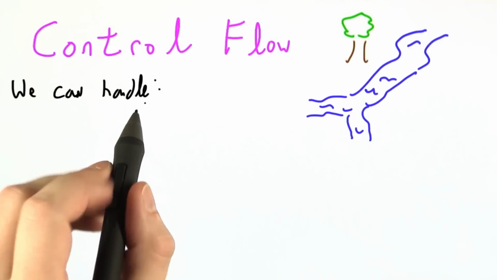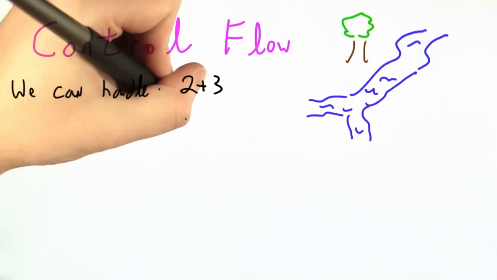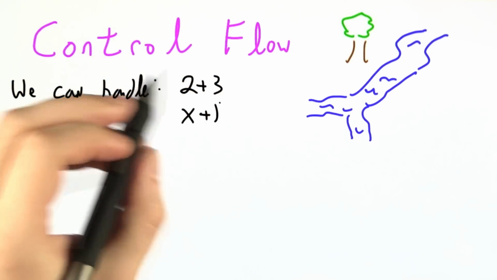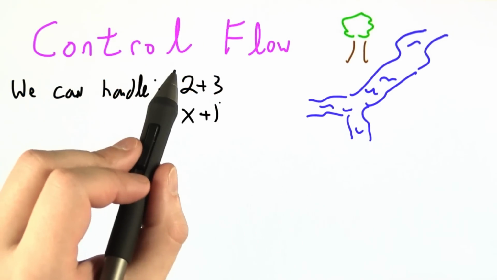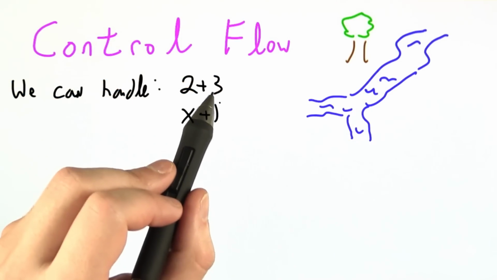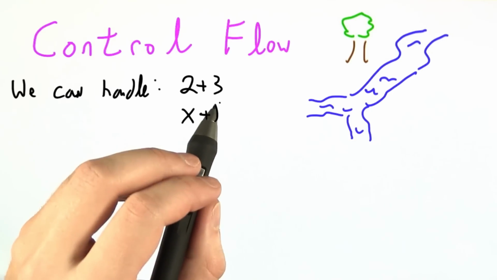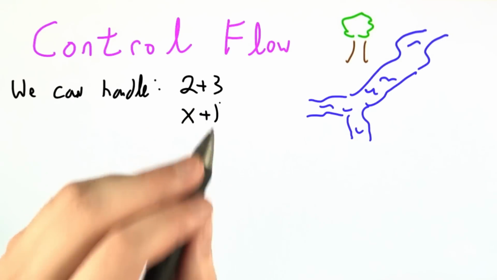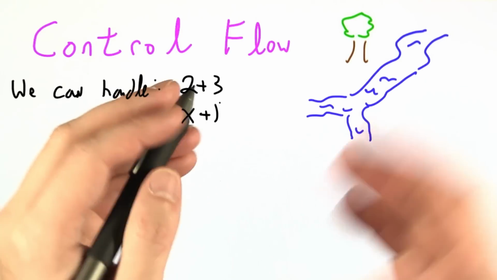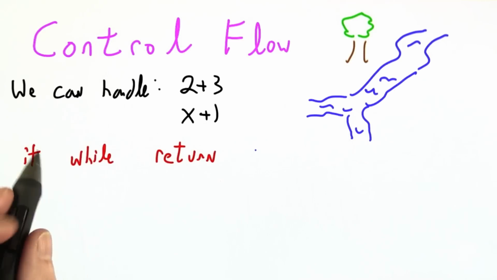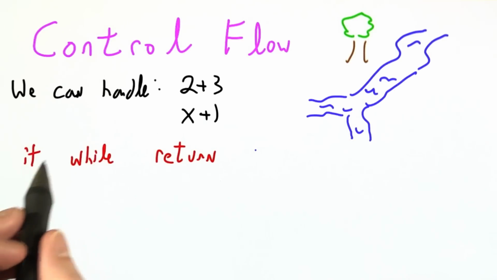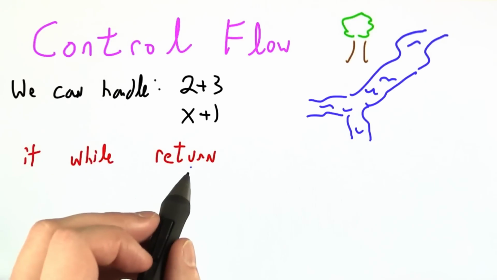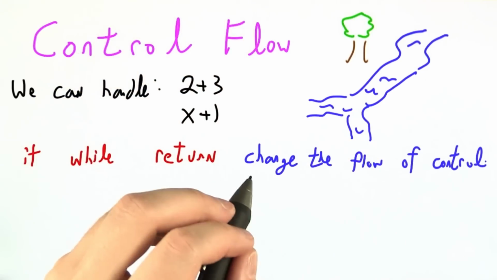So now we can handle expressions like 2 plus 3 or x plus 1. But if you think about most of the Python programs you've written, they've got quite a bit more going on. Things like if statements or assignment statements that influence the state or change which parts of the program are executed. Formally, we say that statements or program parts like if or while or return change the flow of control.